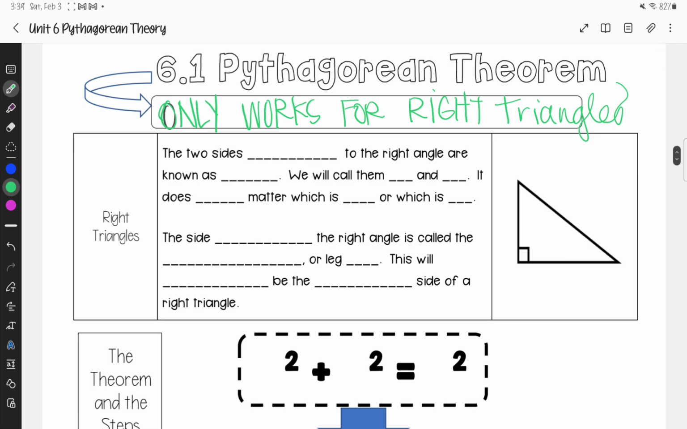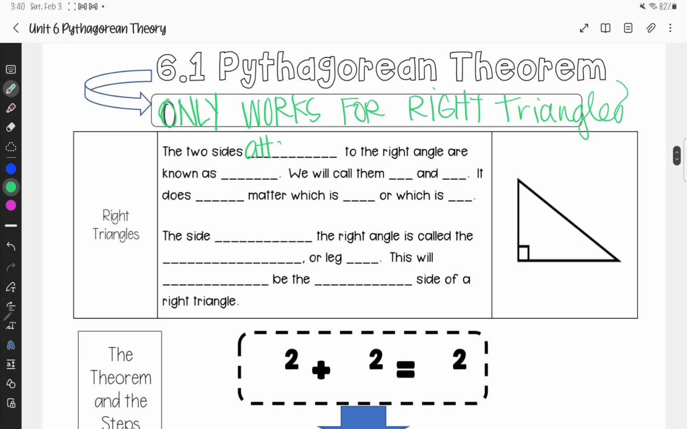So right triangle, first of all, you should know that this right here means right angle. And so the two sides that are attached to the right angle, so the ones that are actually touching the right angle, are known as legs. We call them sides, but they're also known as the legs of a triangle. We call them A and B. One's A, one's B, and it does not matter which one's A and which one's B.